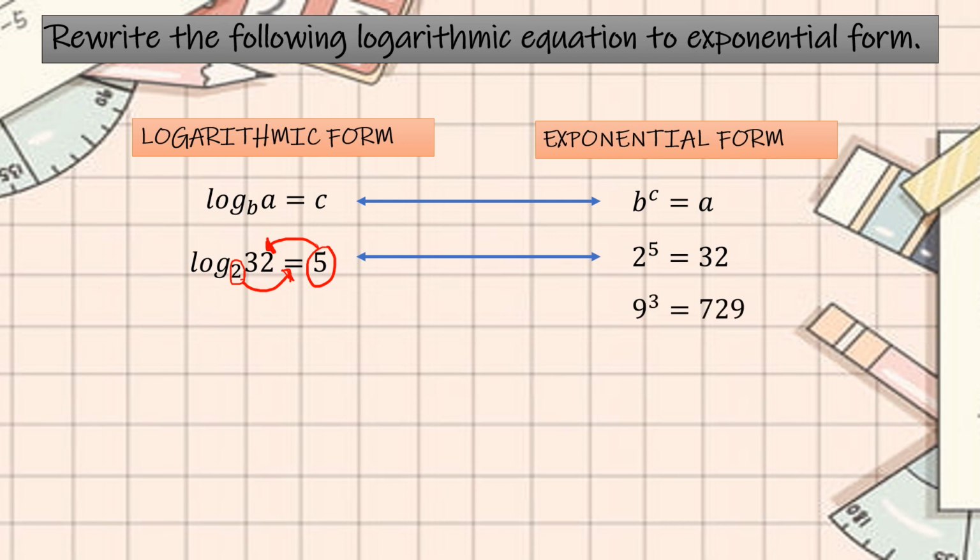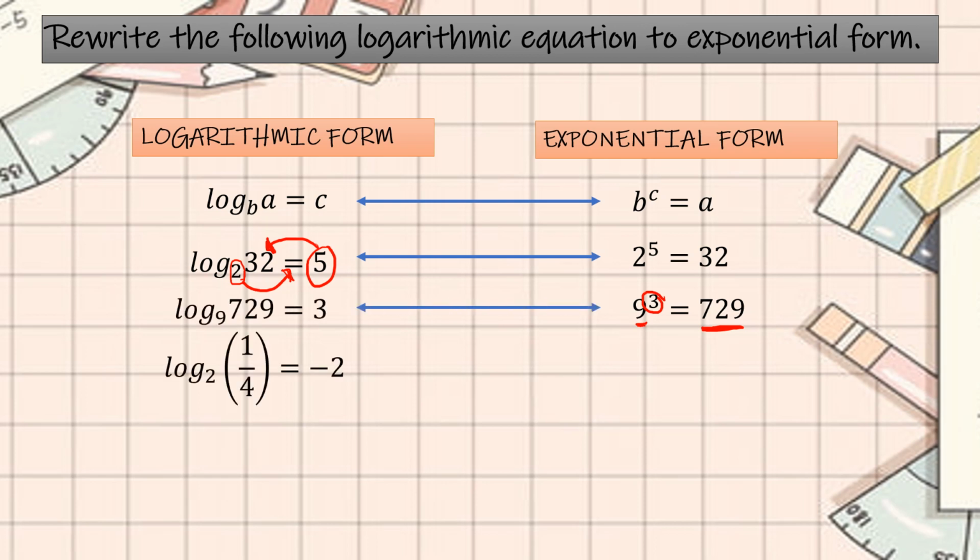Okay, next. 9 raised to 3 equals 729. So, logarithm of 729 with the base of 9 equals 3. Okay, next. Logarithm of 1/4 with a base of 2 equals negative 2. So, ang ating base dito ay si 2, then yung exponent ay si negative 2. So, 2 raised to negative 2 equals 1/4.